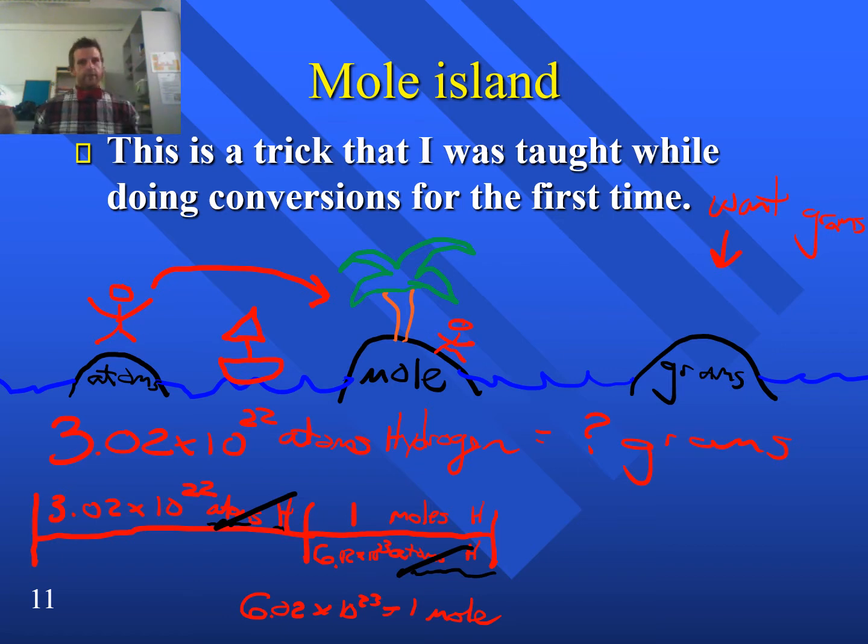Now, I'm still not quite where I want to be. I want to make it all the way over to grams. So I know I need to do one more conversion step. I need to go over, gotta switch colors, I need to make it one more step over to grams. So I have to go from Mole Island, moles of H. I'm going to catch the boat over here, and I know this is childish, but it worked wonders for me. So let's color that in. So I'm going to catch the boat from Mole Island to Gram Island. So grams of H is going to go up here.